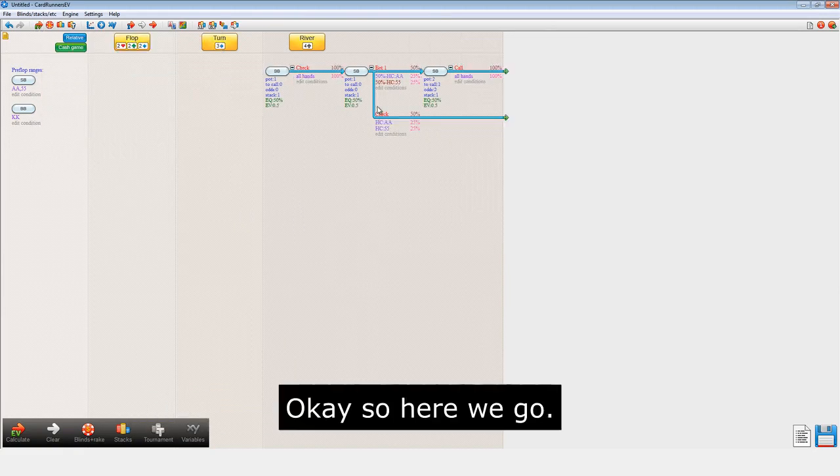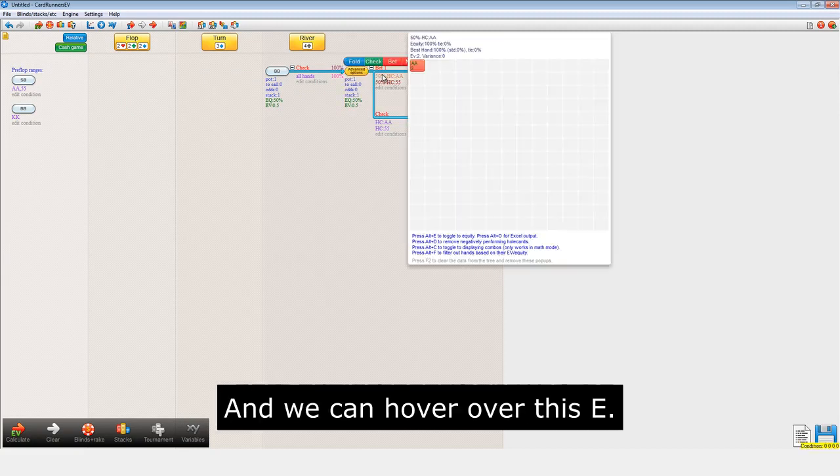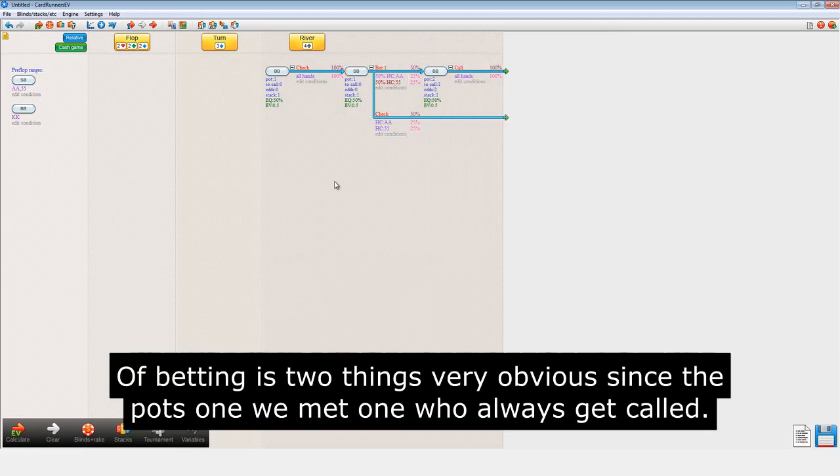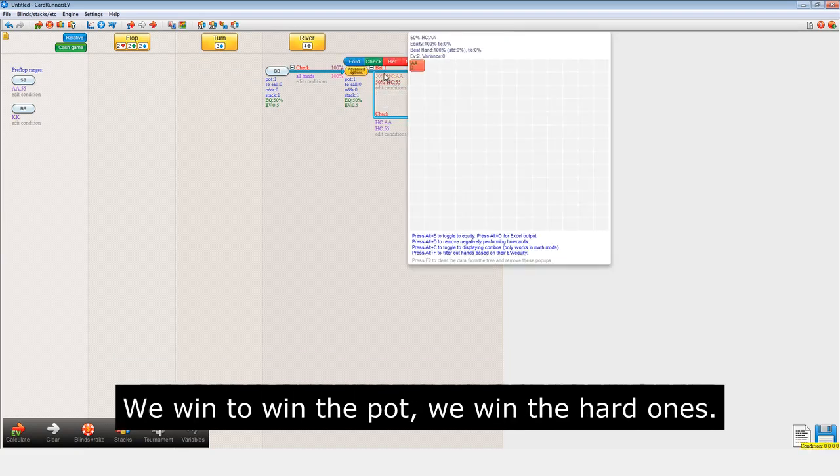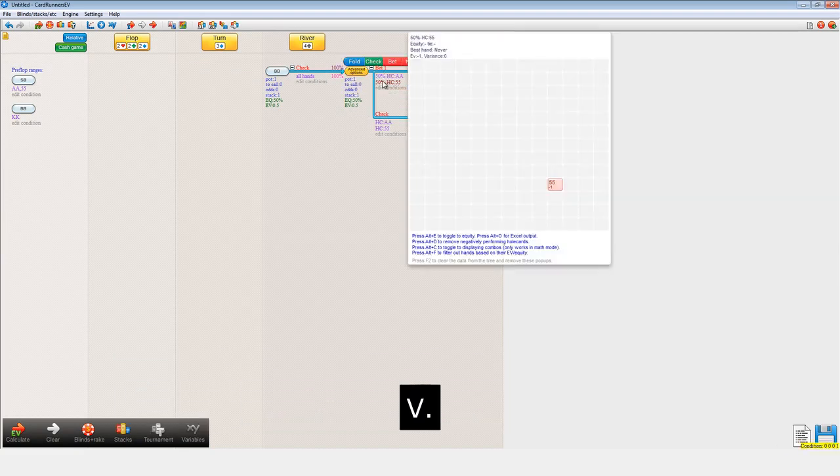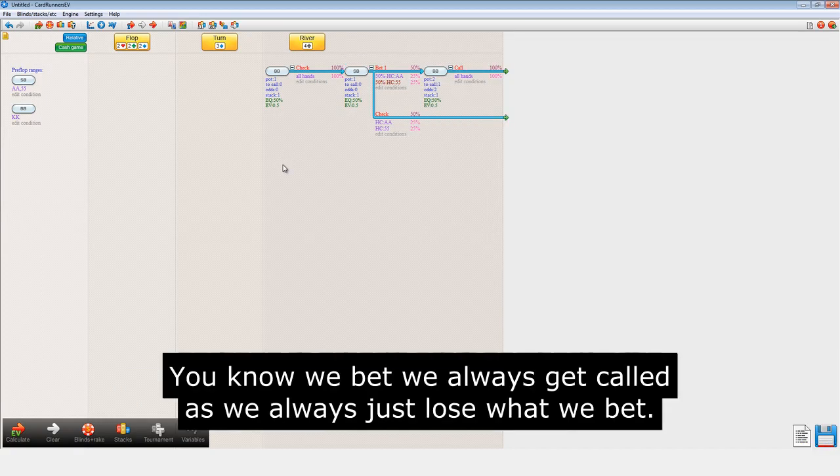Okay, so here we go. And we can hover over this. The EV of betting is 2. I think this is very obvious. Since the pot's 1, we bet 1, we always get called, so we win 2. We win the pot, we win our opponent's bet. We look here, the EV is -1. We bet, we always get called, and so we always just lose what we bet.